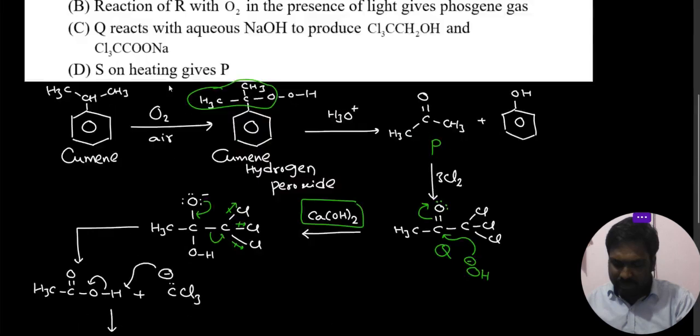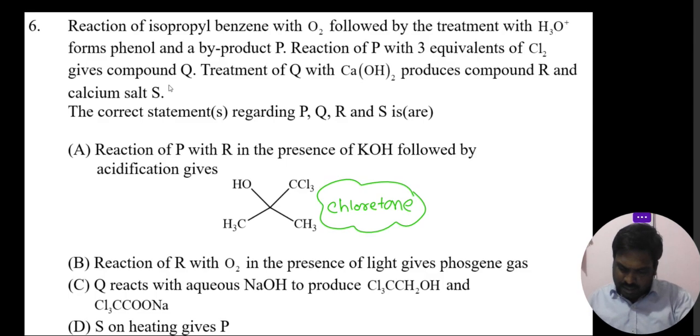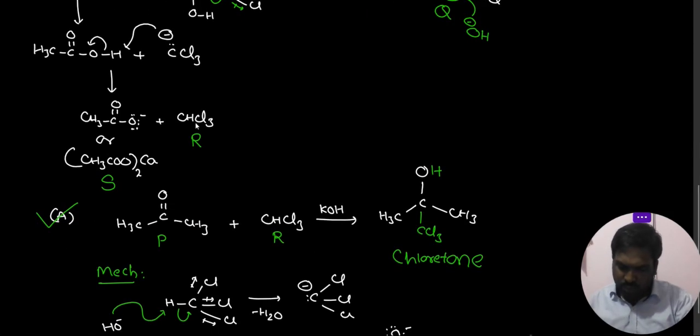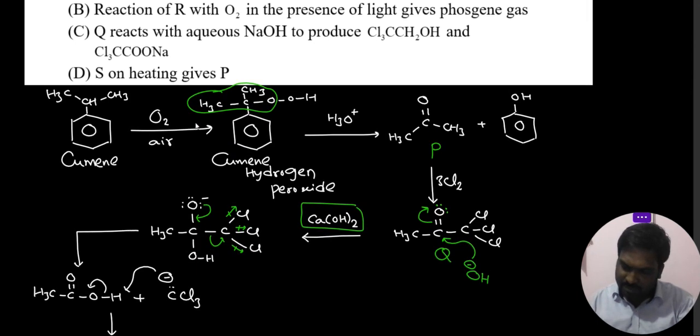Now moving to statement B. Reaction of R with O2 in the presence of light gives phosgene gas. So what is R here? Chloroform. That chloroform reacts with O2 in the presence of sunlight and gives phosgene gas. Yes, that is also a right statement.